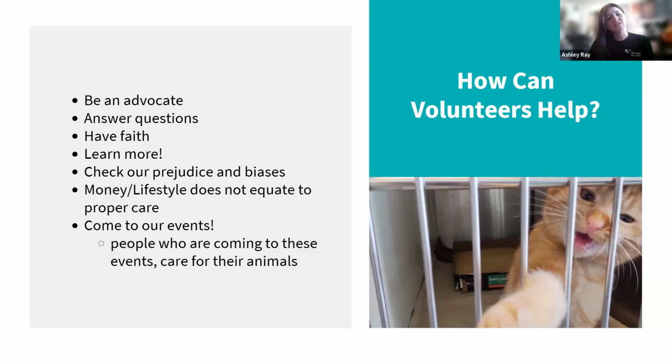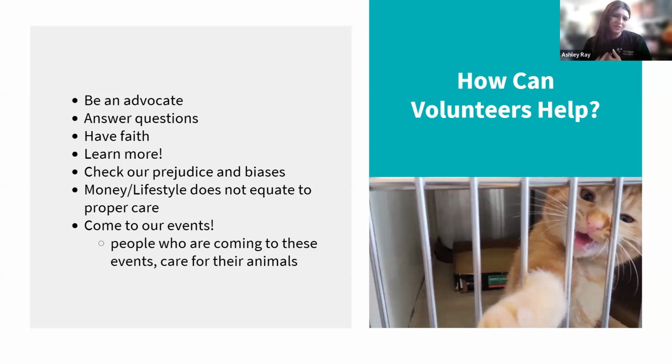Going back up though is checking your prejudices and biases. This is a pretty difficult one. I know it's sometimes hard to analyze yourself and what you're thinking. But say you're at the shelter and someone wants to adopt and they're kind of rubbing you the wrong way, and you're like, I don't know if they should take that animal home. I really love that animal. Take a step back and ask yourself why you're feeling that icky feeling.